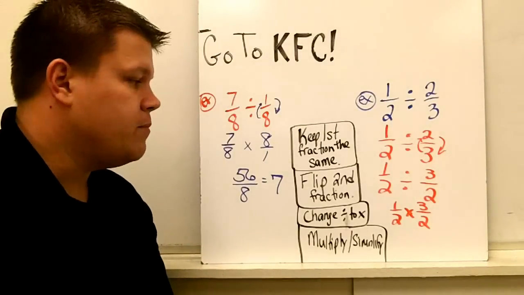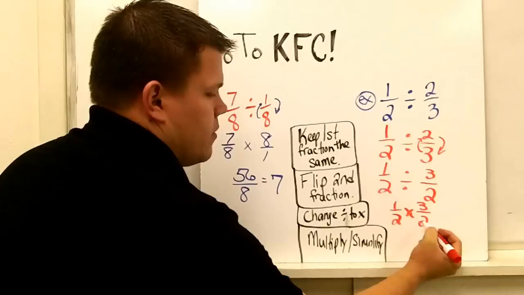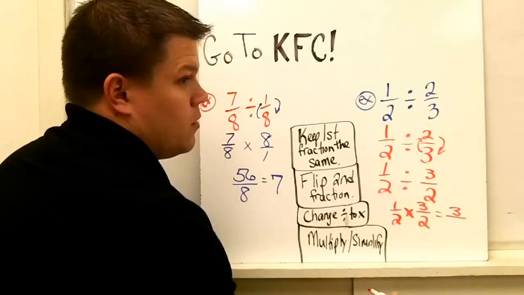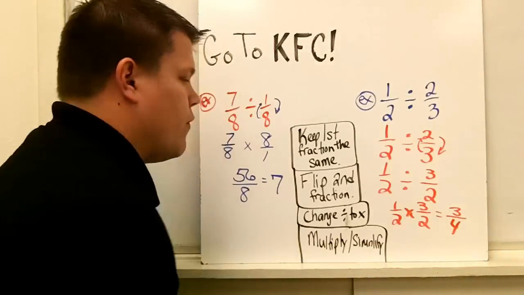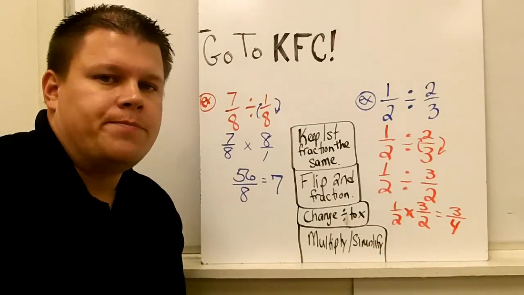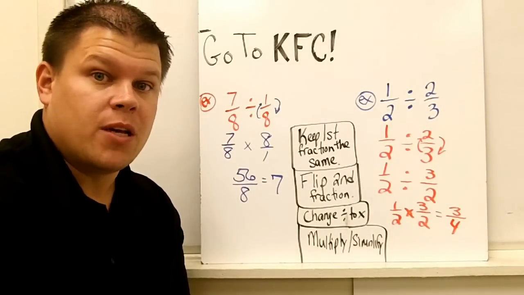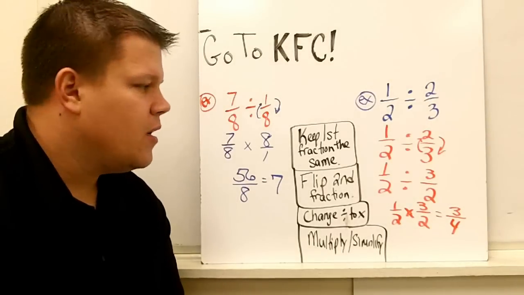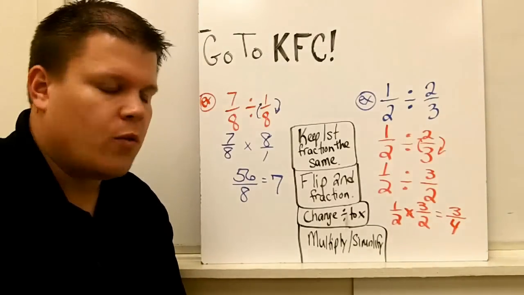I'm going to multiply now. 1 times 3 is, I hope you know that, 3. 2 times 2, really? Takes that long? Okay. 4. So it's 3/4. Can it be simplified? I hope not, because I can't figure it out myself if it can be. It is 3/4, it is simplified, leave it as it is. 3 and 4 have nothing in common, leave it alone. It is in simplest form.